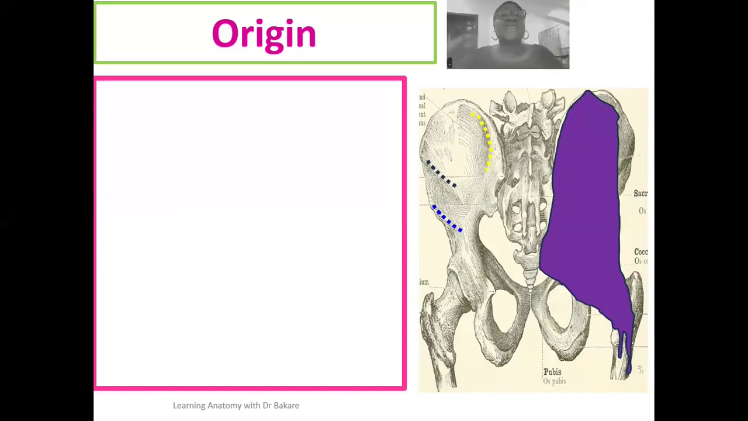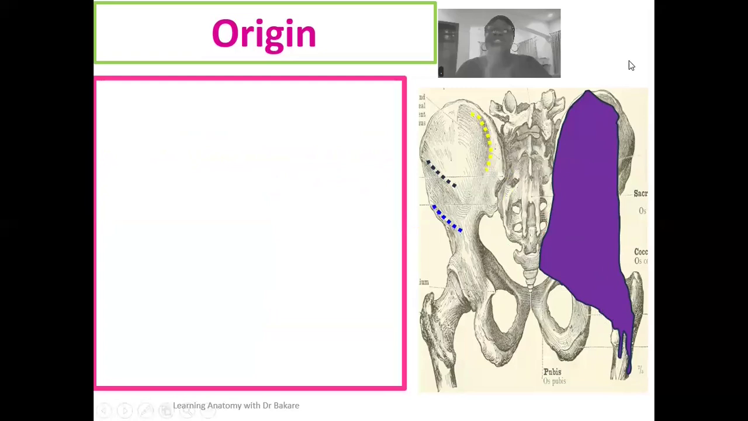Because of this extensive origin, it has the capacity to cover the muscles that it is lying over. It's able to spread over the gluteus minimus and also the gluteus medius. So now let's go through all the points where the fibers of the gluteus maximus originate from.